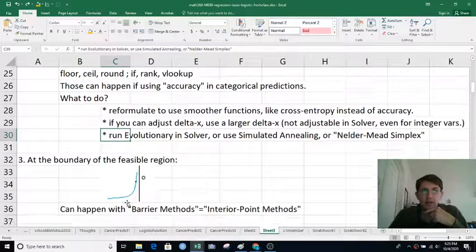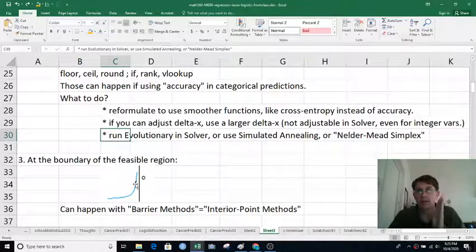Another place this can happen is at the boundary of the feasible region. If you're right here and you try to use a delta x and get over here, I highlighted some, I have an open circle here, but really you'd get an answer that's not at any particular y value. It would just be not a number or divide by 0 or log of a negative or something.